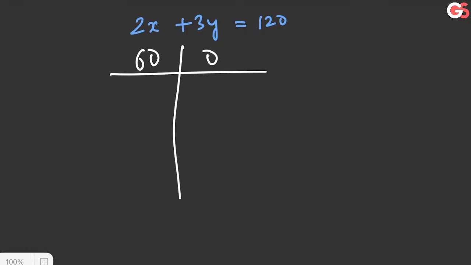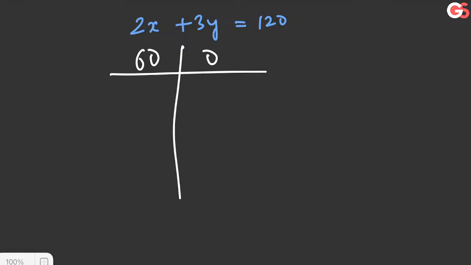Now, if I just give you one equation, this equation, 2x plus 3y is equal to 120. Now what is the value of x and y? There can be multiple such values, right? Out of which we can see clearly one value: if I write x as, let's say, 60 and y as 0, it is satisfactory, isn't it? It satisfies.